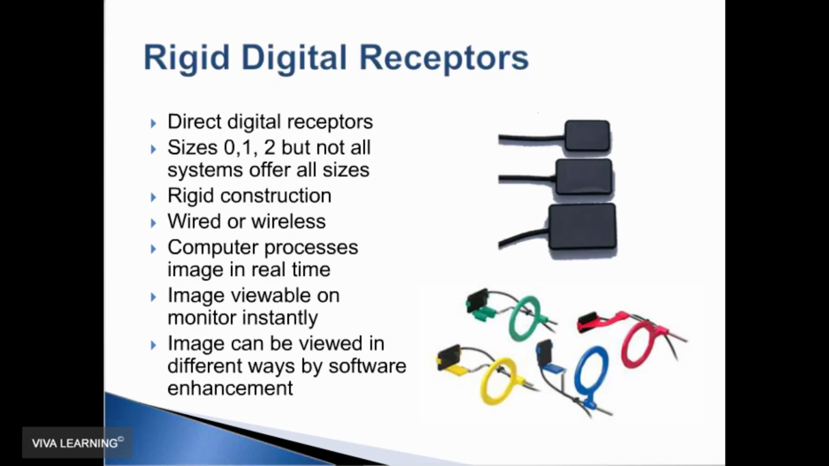Rigid digital receptors are considered direct digital receptors, and this is because the radiation is directly received and the image is processed in real time by the computer. These devices come in sizes 0, 1, and 2, but not all systems or manufacturers offer all three sizes. They do have a rigid construction, and this is because the internal components must be protected from saliva. These images are produced in real time and can be seen almost instantly on the computer monitor.